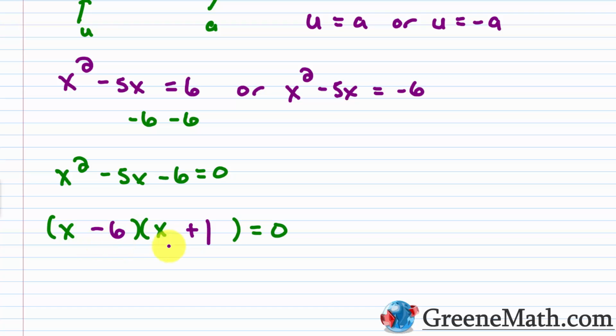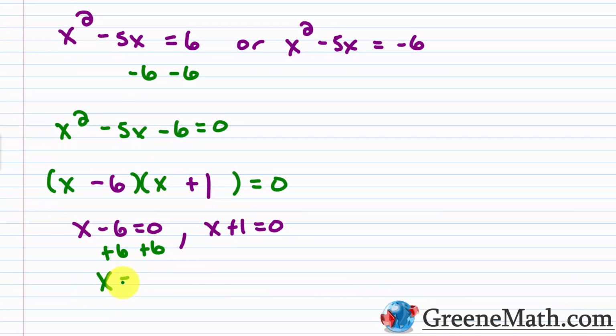Then we would set each factor here equal to 0. So x minus 6 would be equal to 0. And then we'd also have x plus 1 equal to 0. And let's go ahead and solve that. So we would add 6 to both sides of the equation here. x is equal to 6. Over here, I'd subtract 1 away from each side of the equation. So x is equal to negative 1. So the two solutions here are that x equals 6 or x can be negative 1.